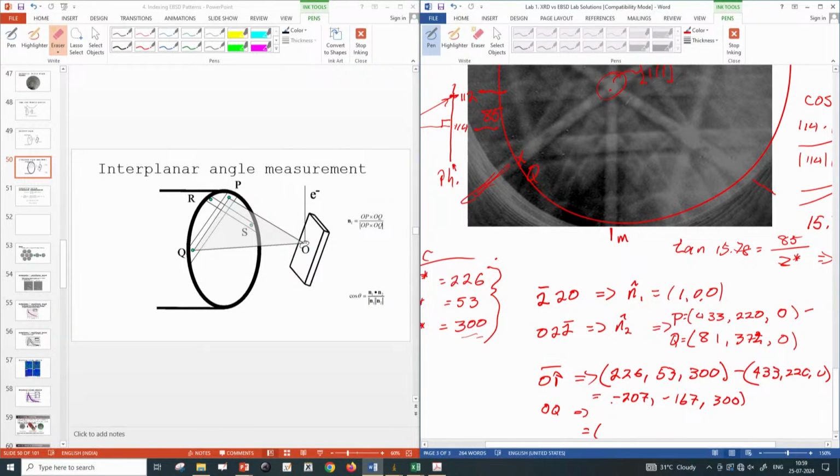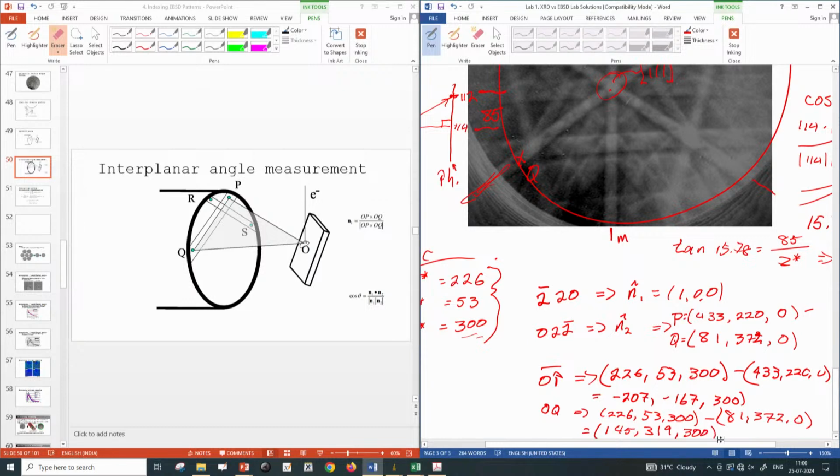All right, so now we're going to do this pattern center 226, 53, 300. Then we're going to subtract 81, 372, and 0. Right, so it's just the 2 points on the line. We're taking the two vectors, subtracting to get that vector. Okay, 226 minus 81 is 145 maybe. 53 minus 372, that would be negative 319, and then 300.